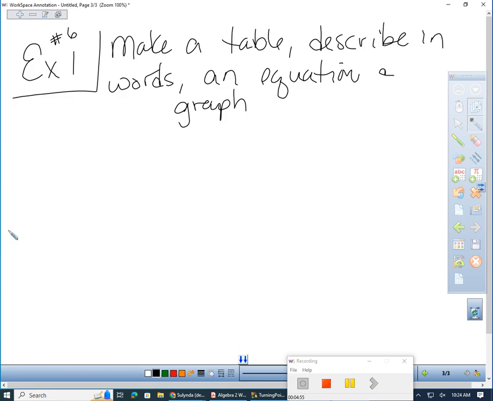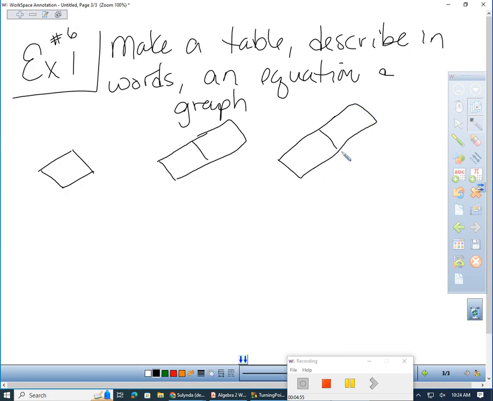So we're going to draw a little picture here. First picture I have is a square, 1 square. The next picture I have is 2 squares connected. Next picture I have is 3 squares connected.